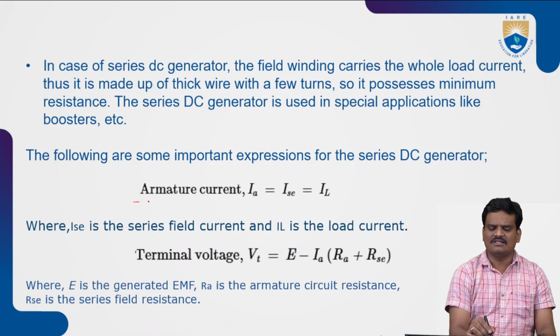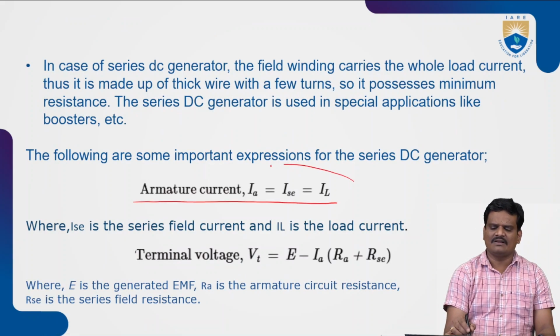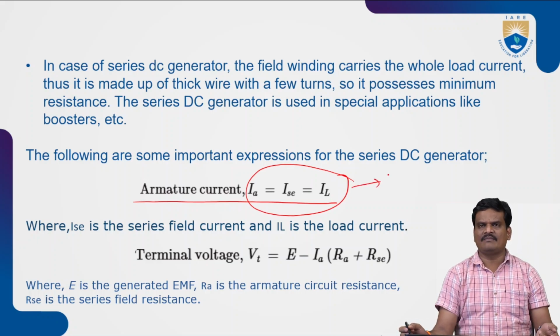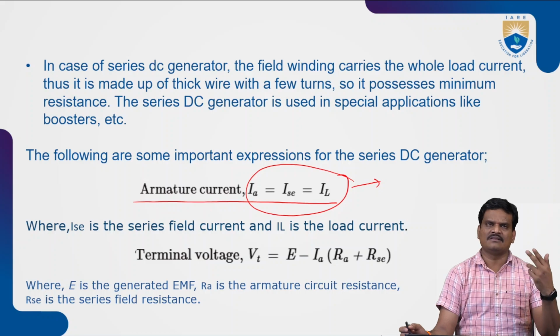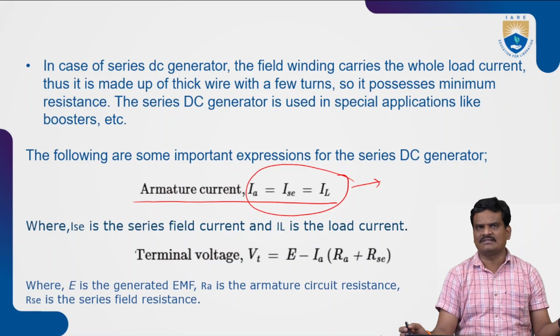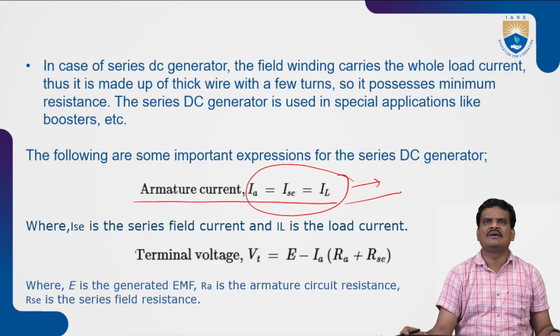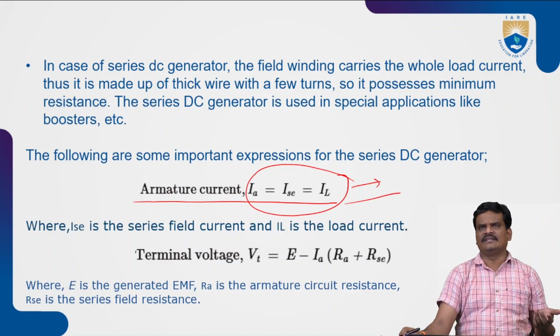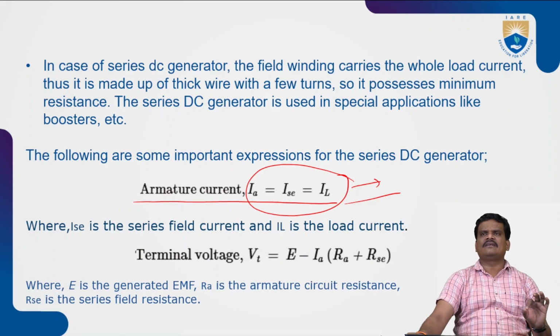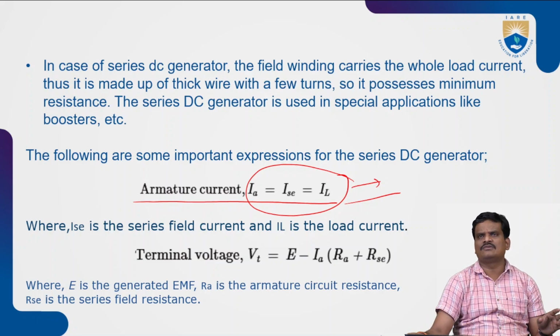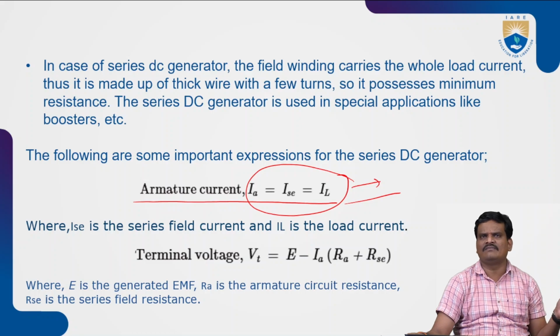Now we will see the expression. Already we have come up with this particular expression. Always the value of armature current will be equal to field current equal to load current. Why? Because all these three, the generator armature, the field winding and the load, are connected in series, I can represent this particular equation. And in case of a DC generator, the field winding carries the whole load current. So whatever it may be the load current, it will carry the total.